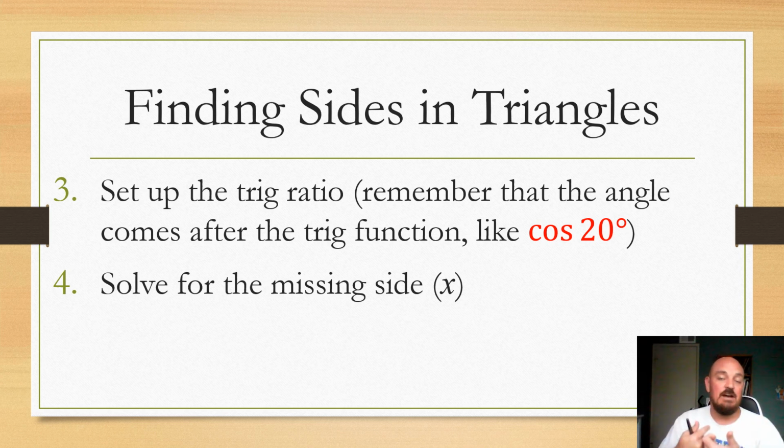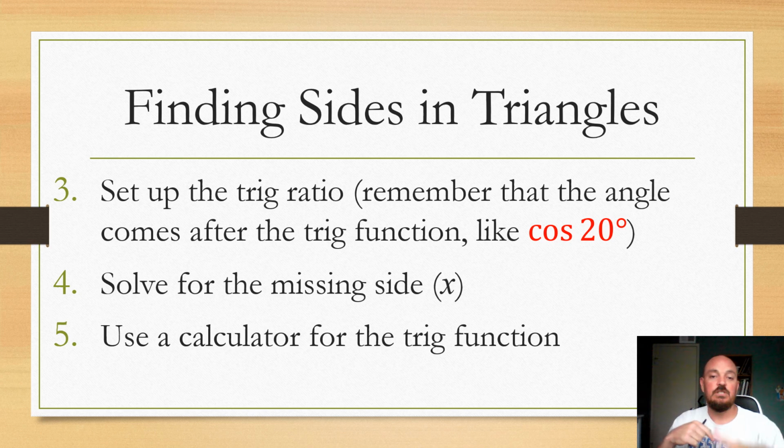The difference is after you've solved for x at the end of a question, you're going to use a calculator for the trig function part. You're going to use the calculator and type in cosine of 20, or whatever that trig function was.